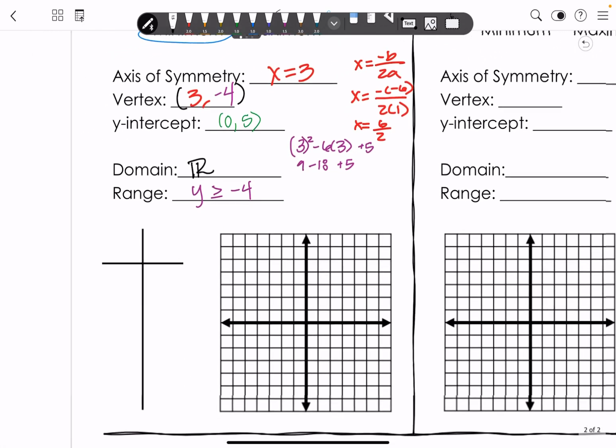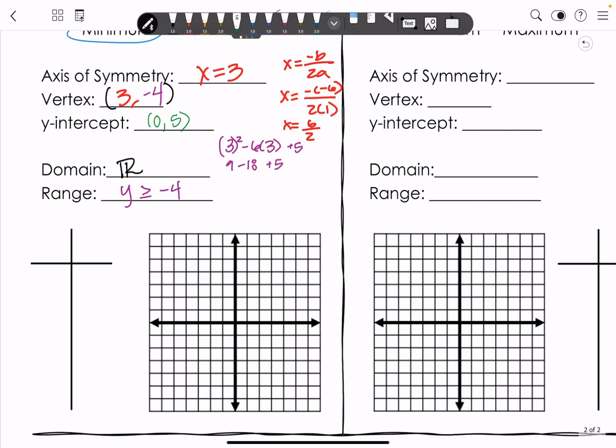Now, here's the deal. When we're graphing this, we've got a couple of different points. We've got 0, 5. We've got our vertex down here of 3, negative 4. And we know that because our axis of symmetry is cutting through it. P.S. Because of this axis of symmetry, I could probably tell that there's a point right here too, 3 away from the axis of symmetry. But that's all I know. You want to get a couple more points in here. So what I like to do is put my vertex in the middle.